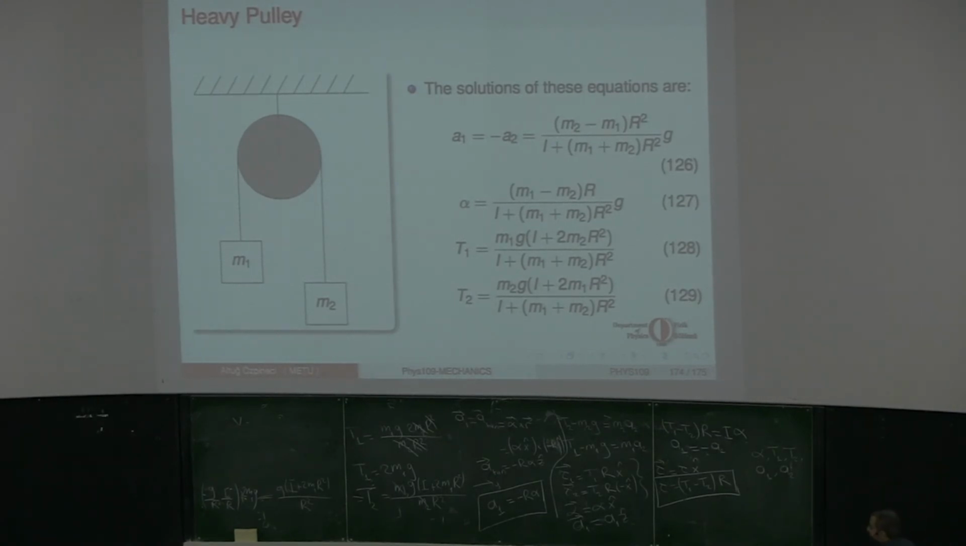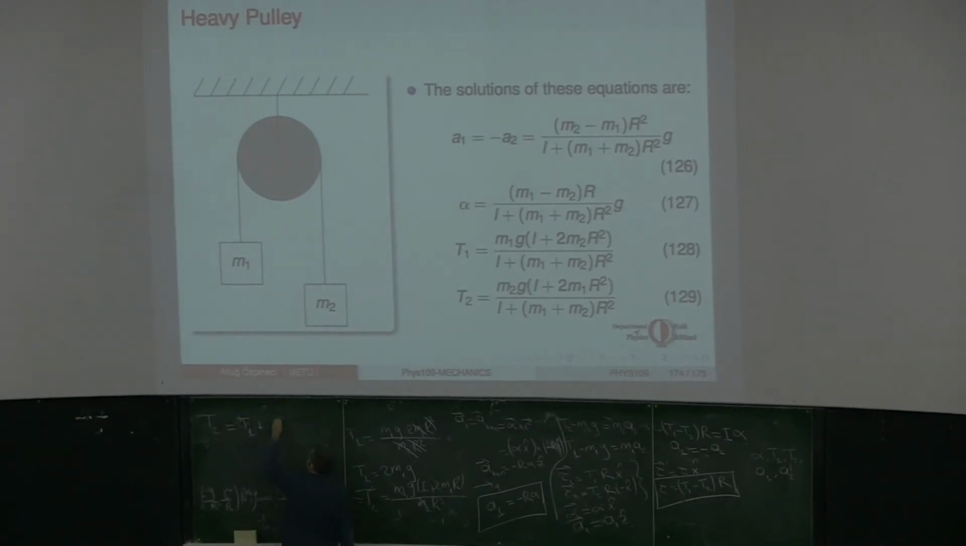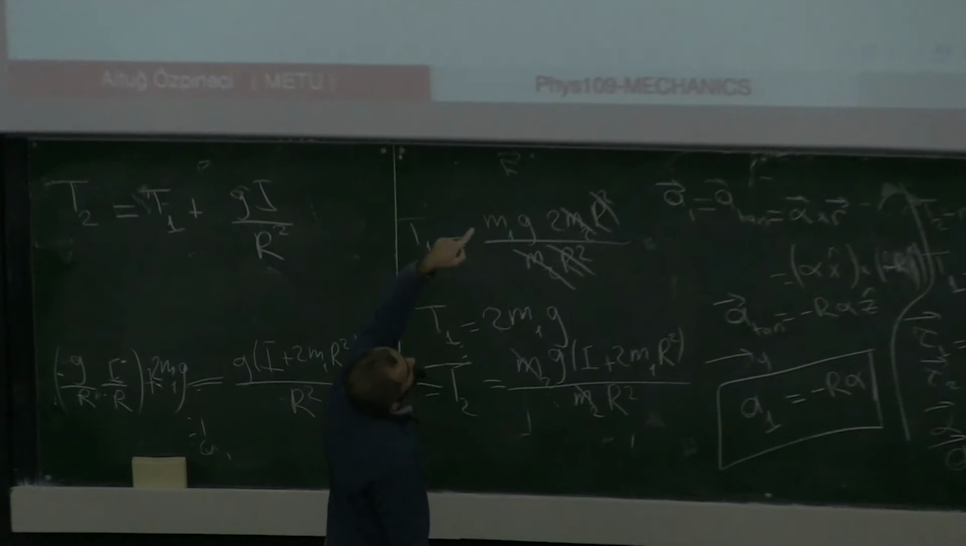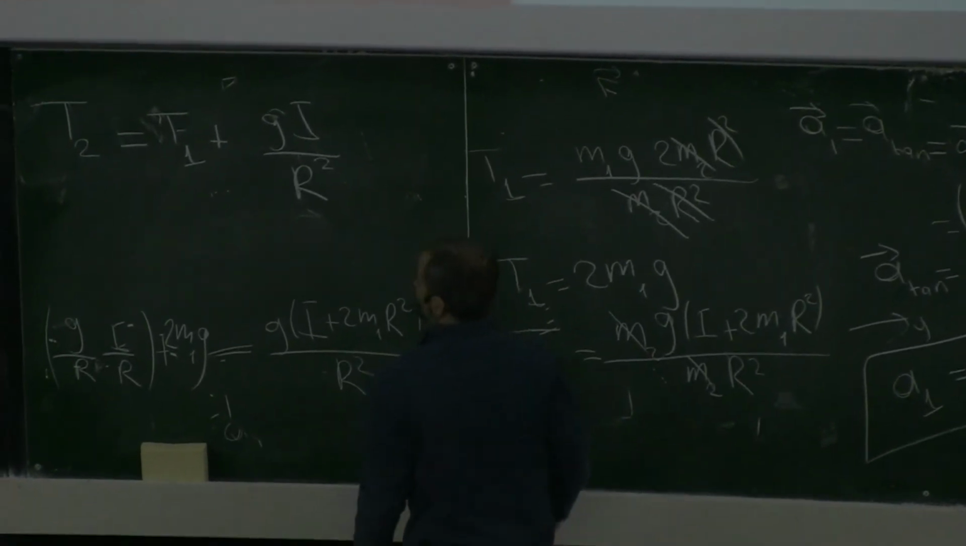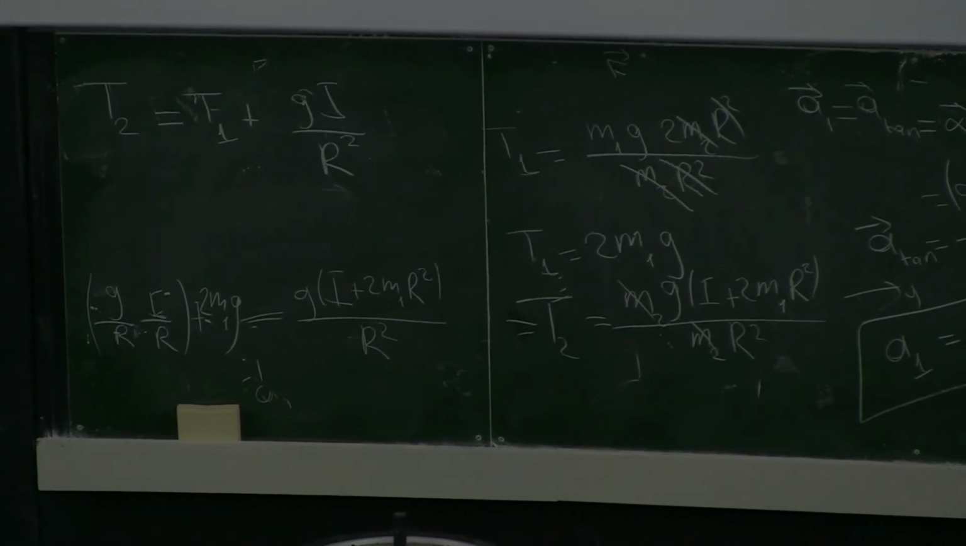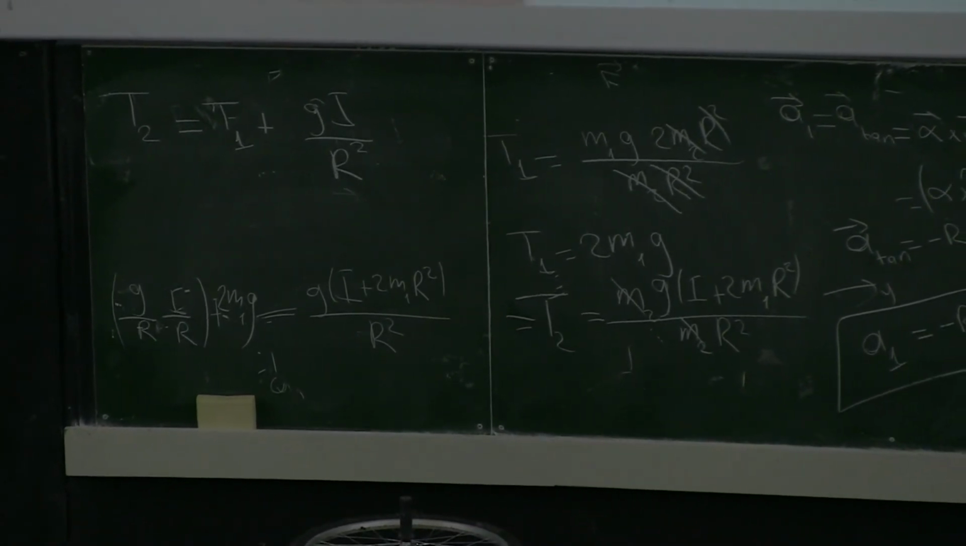Well, your friend almost had a point though. If you look at this, let me just write it again more clearly. T2 turned out to be T1 plus GI over R squared, if I didn't do any mistake. So if the moment of inertia of the Pulley was 0, then T1 would have been equal to T2.